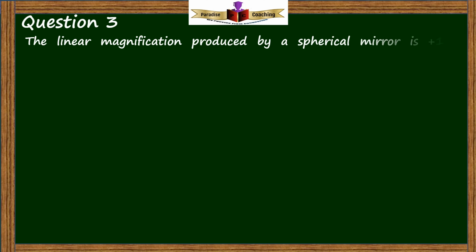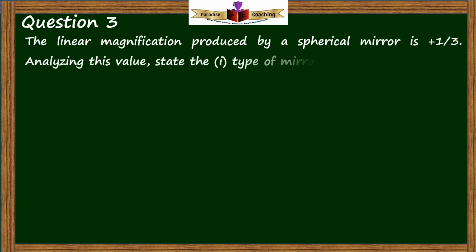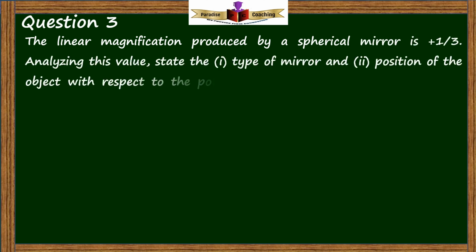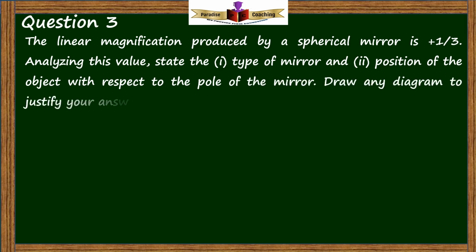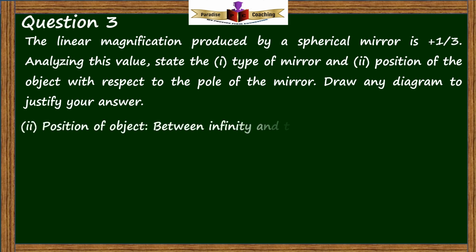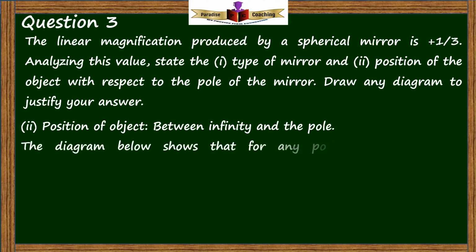Continuing with question 3, second part. 2. Position of the object with respect to the pole of the mirror. Draw any diagram to justify your answer. Position of object: between infinity and the pole. The diagram below shows that for any position of the object between infinity and P, the convex mirror always forms an erect and diminished image.